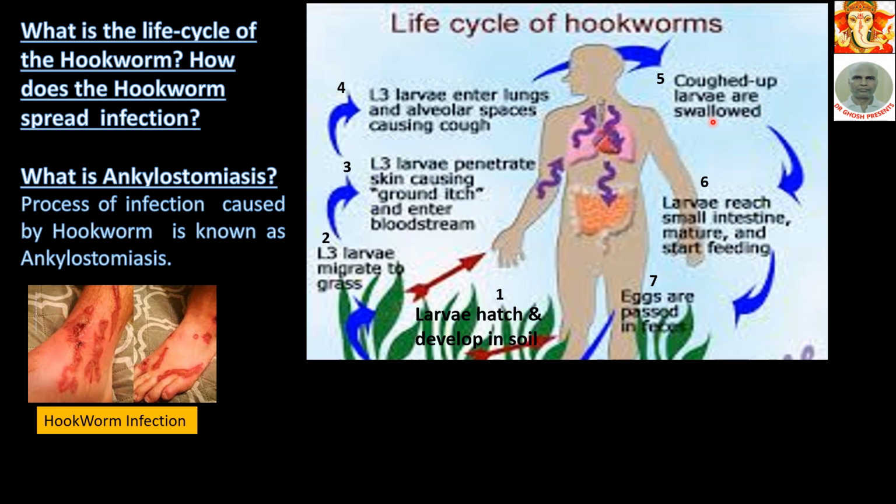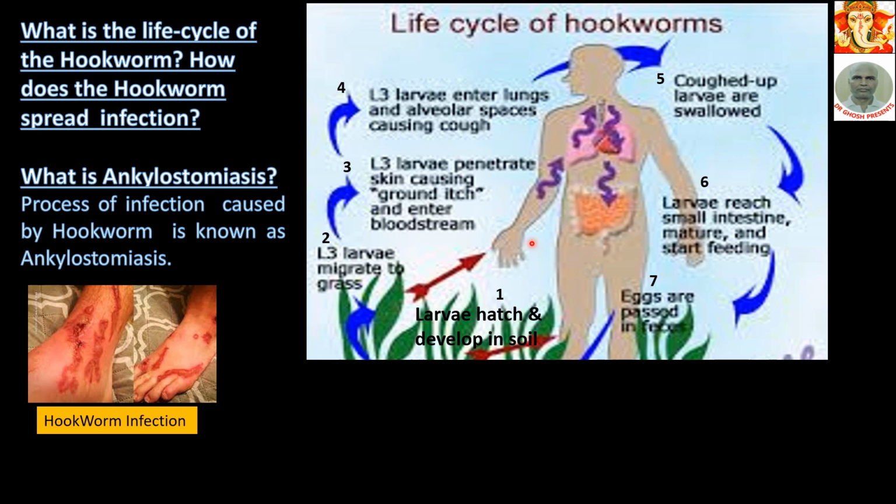Coughed up, swallowed, larvae reach the small intestine, mature, and start feeding. Eggs are passed in the feces, that is, in the stool. From the stool, the larvae are in the soil. From soil it goes to grass. From grass again it goes, either through feet or hand, into the bloodstream.